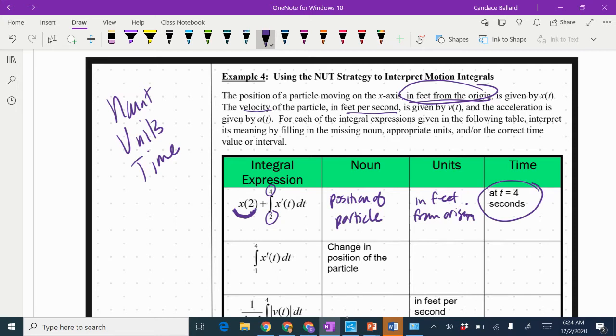Now notice in this one, my time changed. It's going to be from t equals 1 to t equals 4 seconds. And then it's the change in the position of the particle, meaning it's not going the entire position, but it's just the change, because I didn't have that initial condition there. And the position we know is measured in feet.